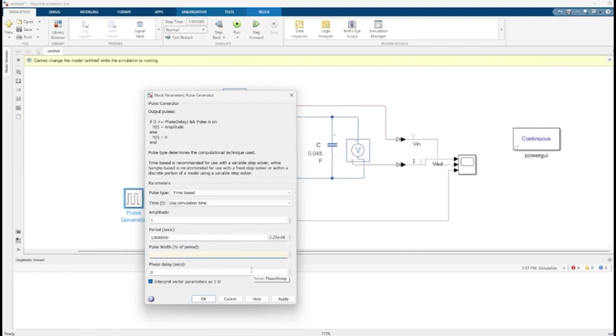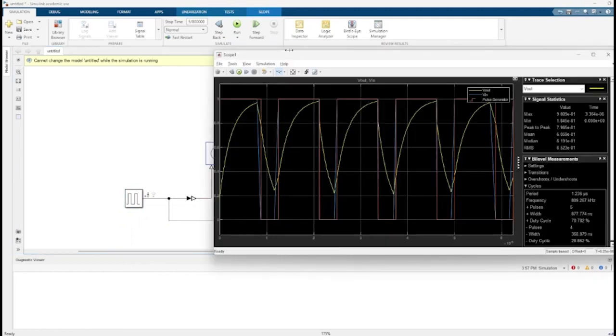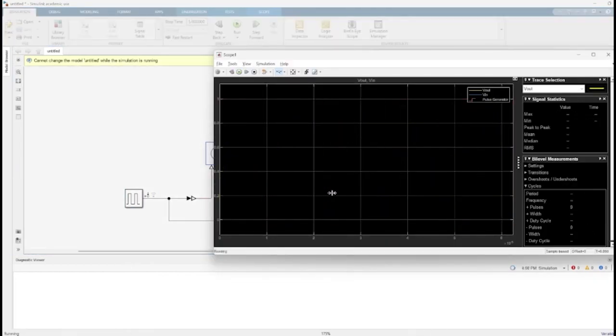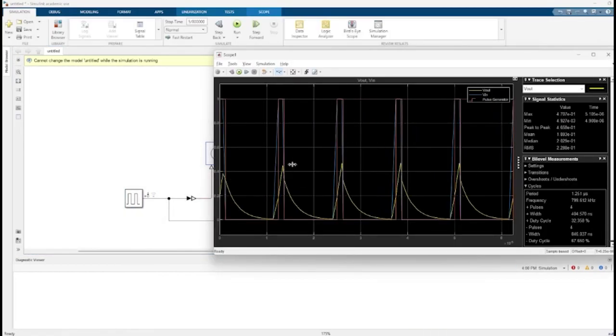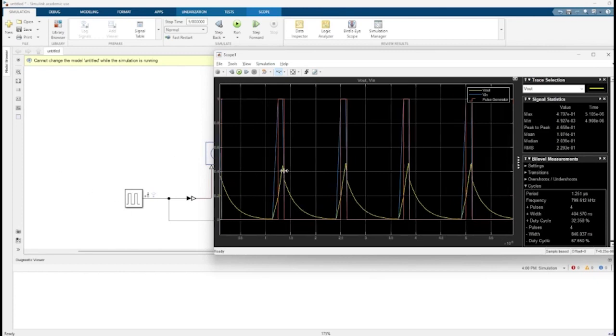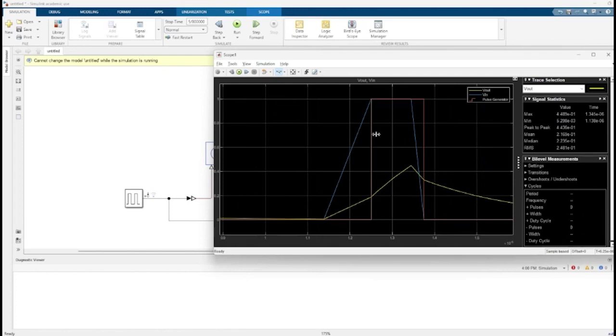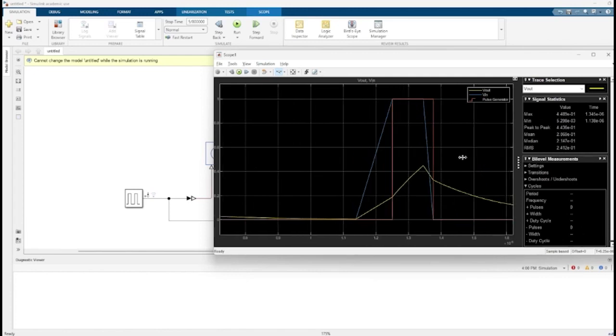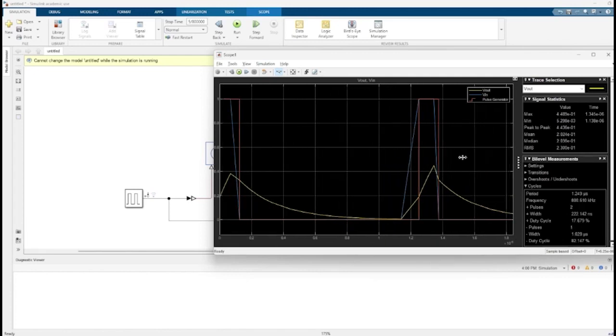And the pulse width will correspond to the duty cycle. For example, a pulse width of 10 corresponds to a 10 duty cycle for a period of 1. For one period, let's see what happens. So this is what happens: we see a sharp filtering of the signal.